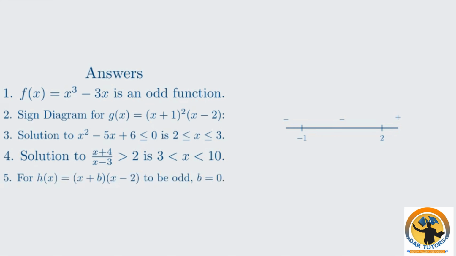For question 5, setting h of negative x equal to negative h of x and expanding gives negative x squared plus 2x minus bx plus 2b equals negative x squared plus 2x minus bx minus 2b. Comparing constant terms, we get 2b equals negative 2b, which means 4b equals 0, so b equals 0.